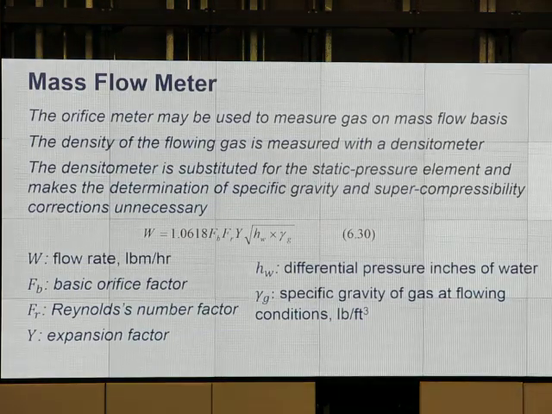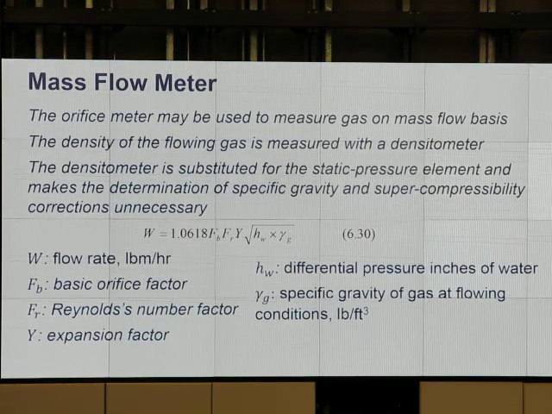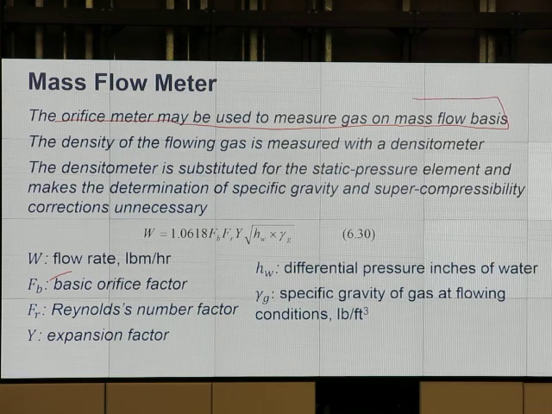Mass flow meter: an orifice meter may be used to measure the gas on a mass flow basis too. The density of the flowing gas is measured by a densitometer. Even if we use it to measure the mass, we have different kinds of correction factors, and those numbers come from tables anyway. Good? Okay, done.